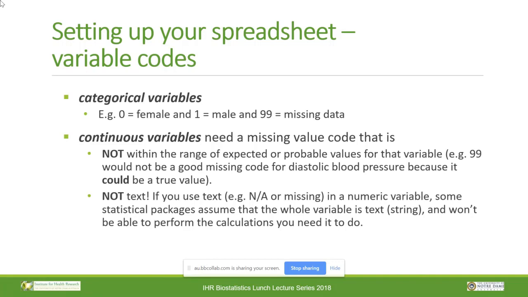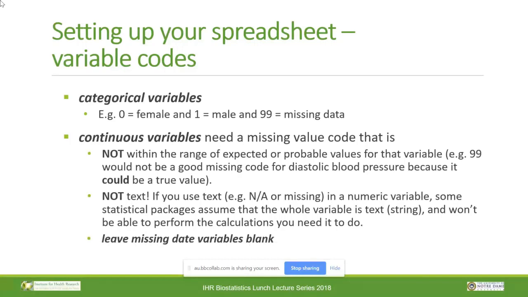The other thing to make sure you do for continuous variables that are numbers, don't put text in, don't put NA or missing, not recorded, because the stats package will then read that whole variable as a string or as text. Can't do any computations on it. You'll have to pull out all those text words and recode it to a number anyway. So try and use numbers.